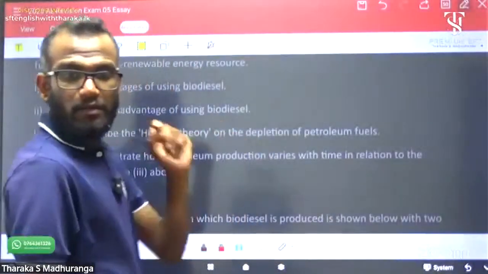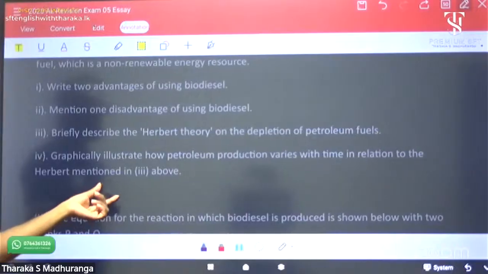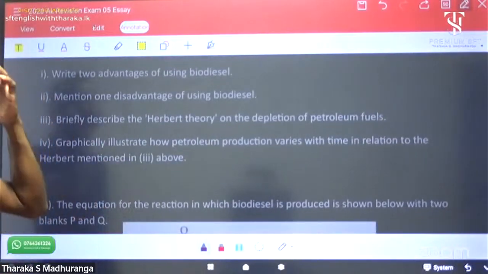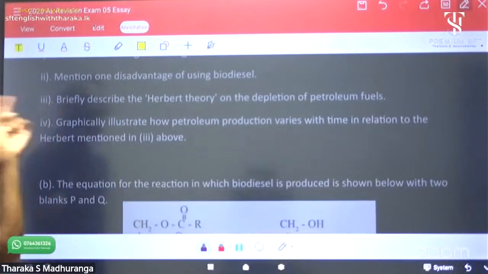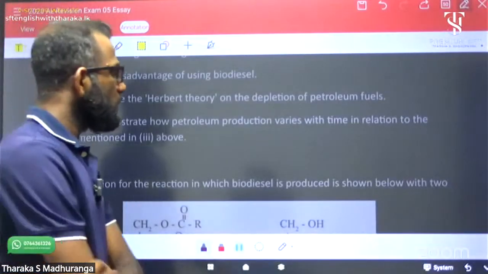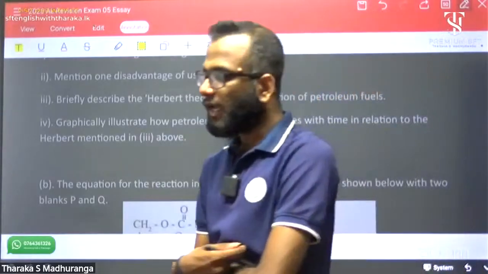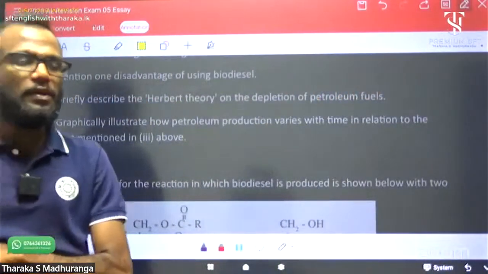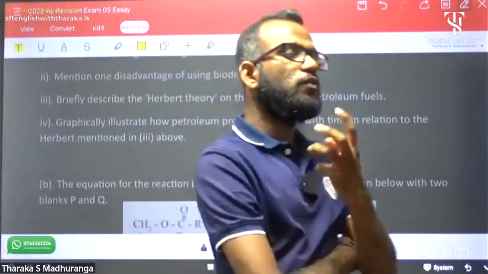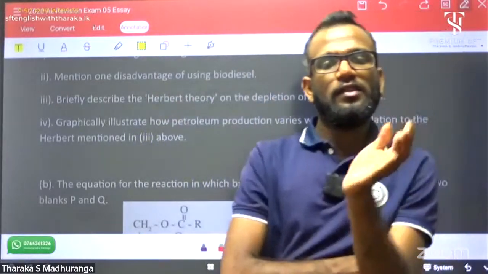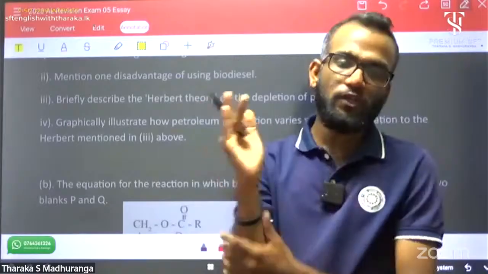Third one. Now wait, 45. Okay, let's do it quickly. Briefly describe the Hubbert theory on the depletion of petroleum fuel. Okay, in the lesson I have given, Hubbert is a scientist who investigated the behavior of consumption of petroleum fuel.